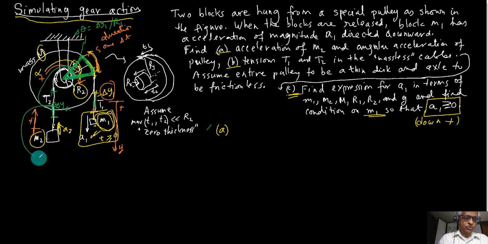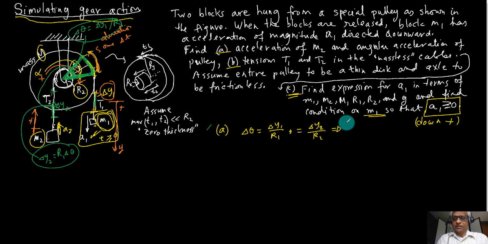So delta y2 will become r1 times delta theta. So delta theta is the common link between all of this, right? So I'm going to now work them out. Delta theta is delta y1 over r1, equal to delta y2 over r2.